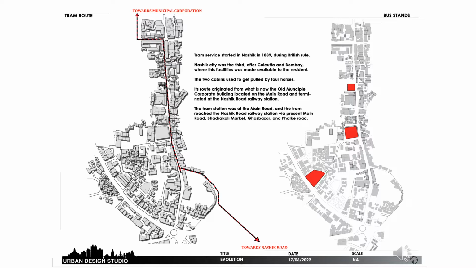The tram was removed and then came a bus stand, since the number of visitors to the site started increasing. The activities on road edges started increasing, which led to a decrease in usable road width. Due to this, bus stands were removed.